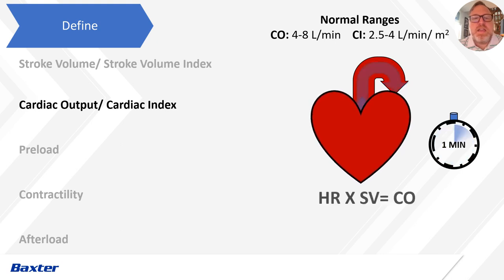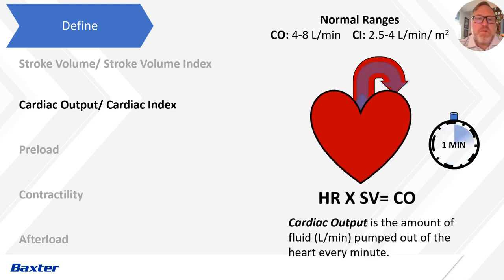So cardiac index, cardiac output, again, with these index numbers, cardiac output is the amount of fluid coming out of the heart per minute, not per beat, but per minute, right? So to get that equation, we get heart rate times stroke volume equals cardiac output. Again, we can index this number and factor in body surface area.